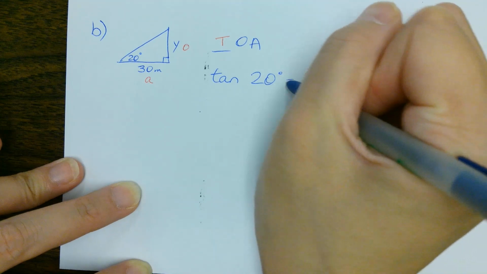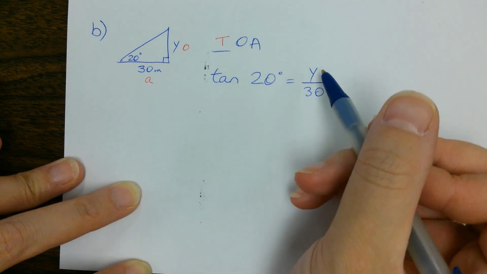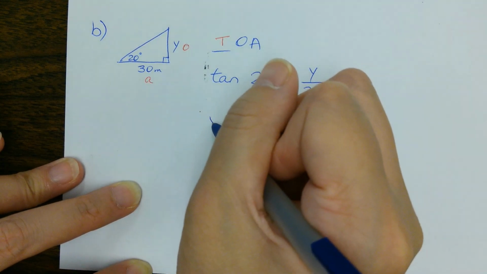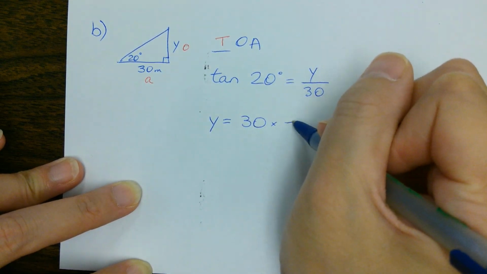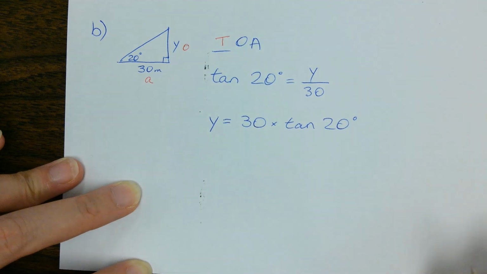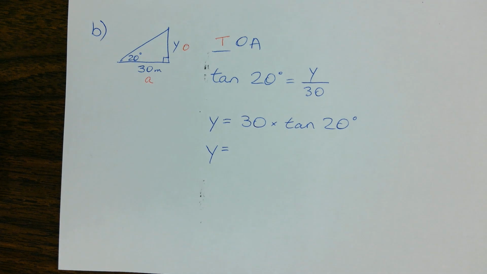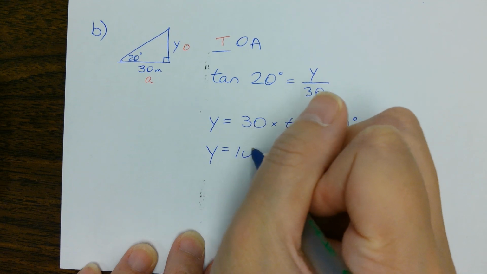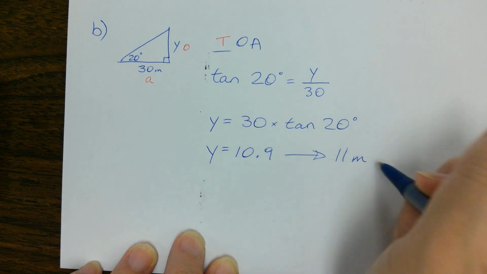So tan 20 degrees equals opposite over adjacent. My variable is on the top, that means I'm multiplying them. When you're very comfortable with these, you can just write it all like this to save time. Tan 20 degrees is 0.3639, times it by 30. You get 10.9. And if we round it, 11 meters.